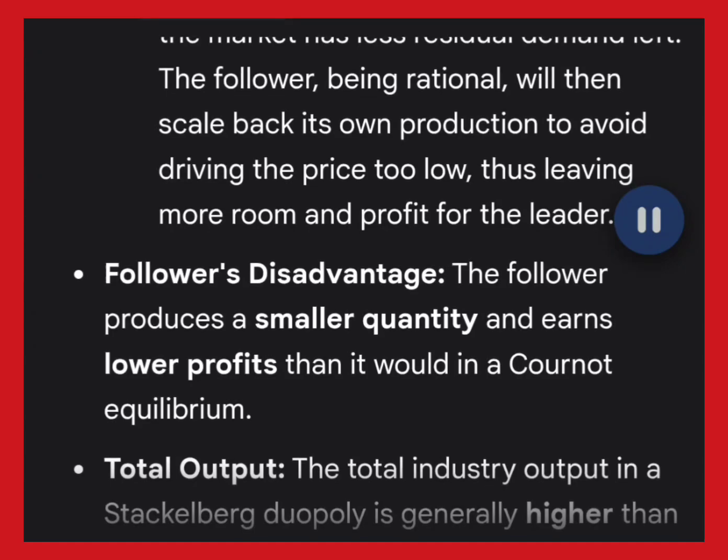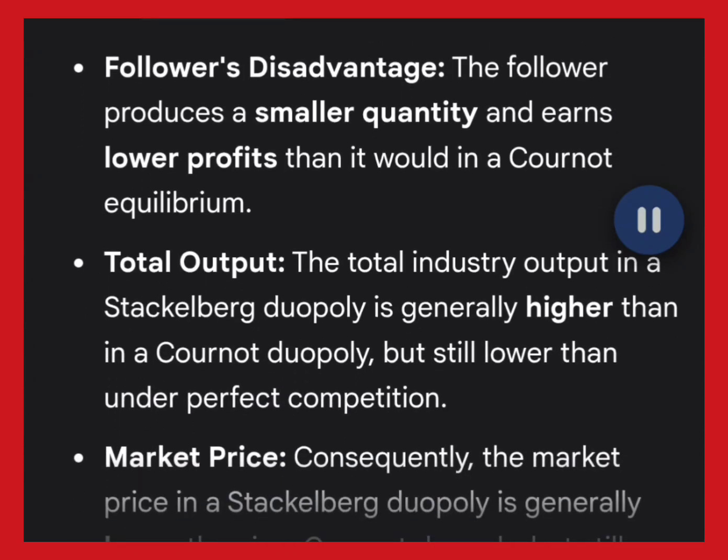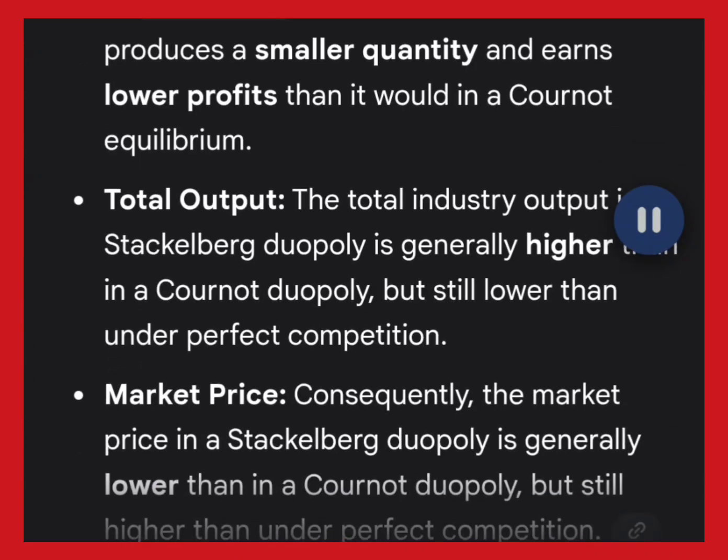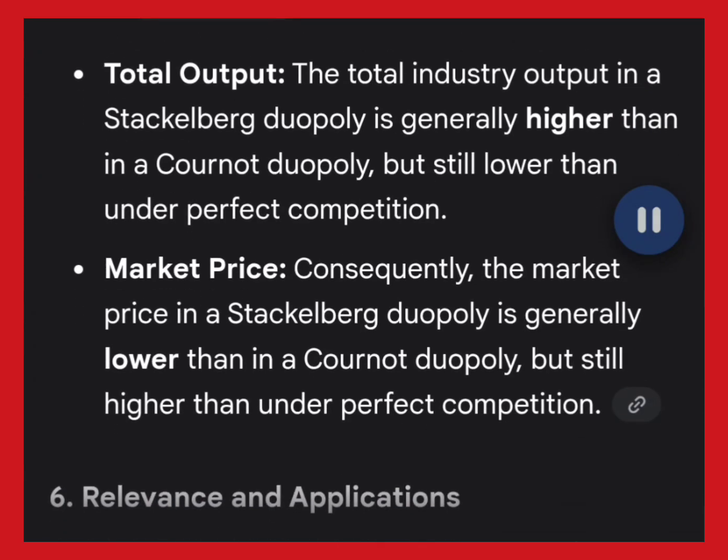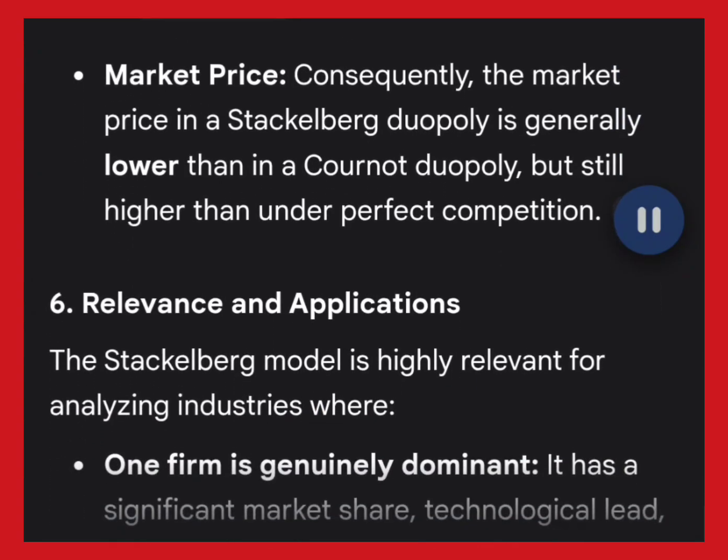Follower's disadvantage. The follower produces a smaller quantity and earns lower profits than it would in a Cournot equilibrium. Total output. The total industry output in a Stackelberg duopoly is generally higher than in a Cournot duopoly, but still lower than under perfect competition. Market price. Consequently, the market price in a Stackelberg duopoly is generally lower than in a Cournot duopoly, but still higher than under perfect competition.